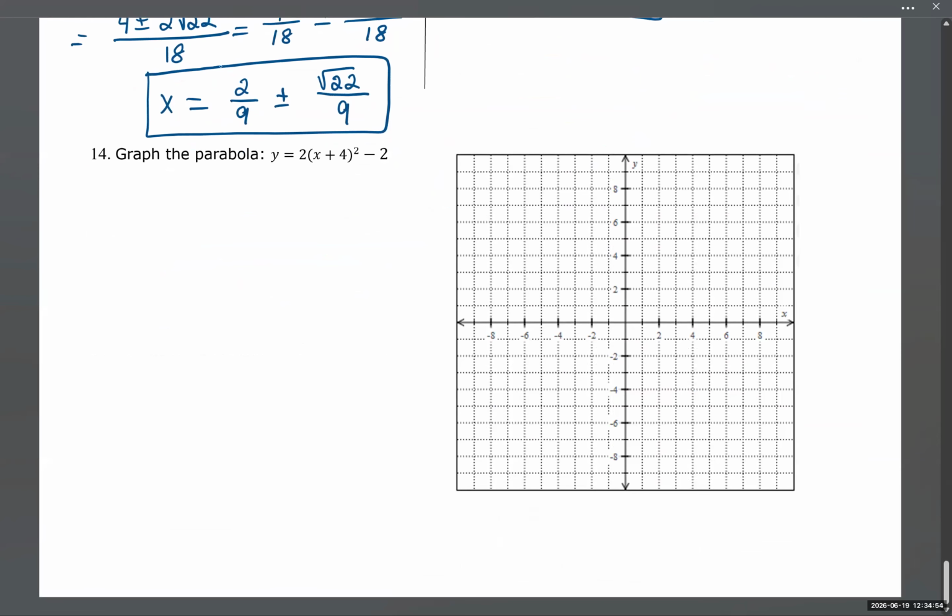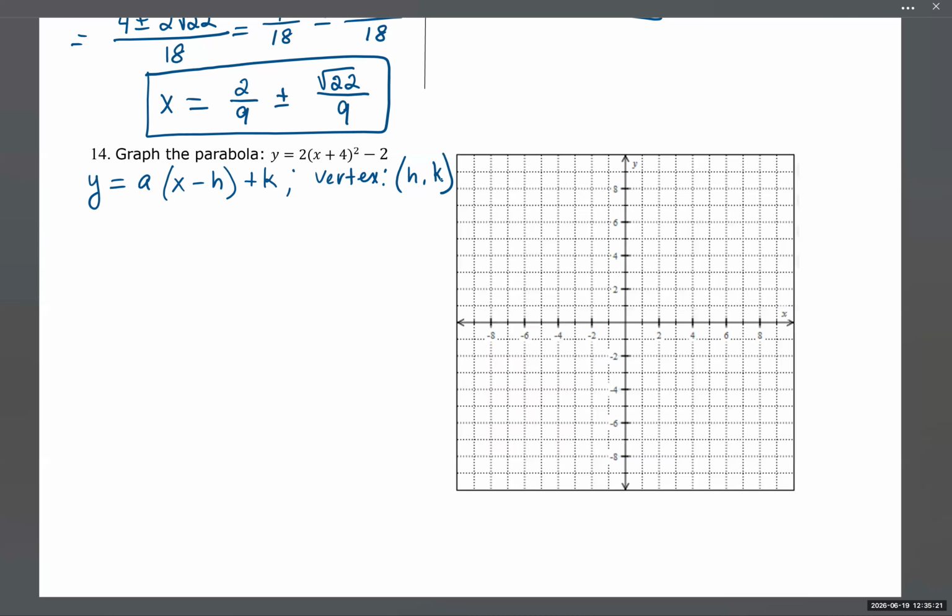And the last question, we need to graph the parabola that's written in the vertex form. So the easiest way to do that is to first figure out the vertex. The vertex form of the parabola has this general equation, a, which is your leading coefficient, then x minus h squared plus k, where the vertex is at the point h, k.